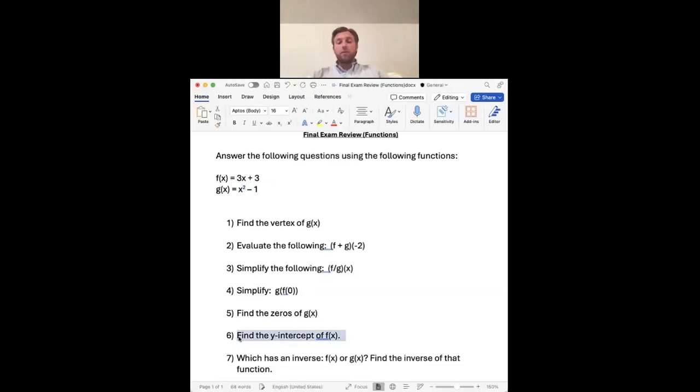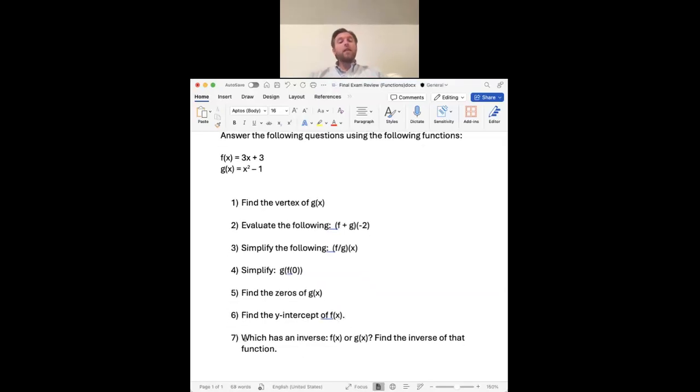Find the y-intercept of f. What does finding the y-intercept mean? What do I have to do? Remember, the y-intercept is when x is 0. So plug in 0 for x and then evaluate to find that. And then also, which one of these functions, f or g, has an inverse? One of them does, the other one doesn't. And so then find the inverse of the function that does have an inverse.